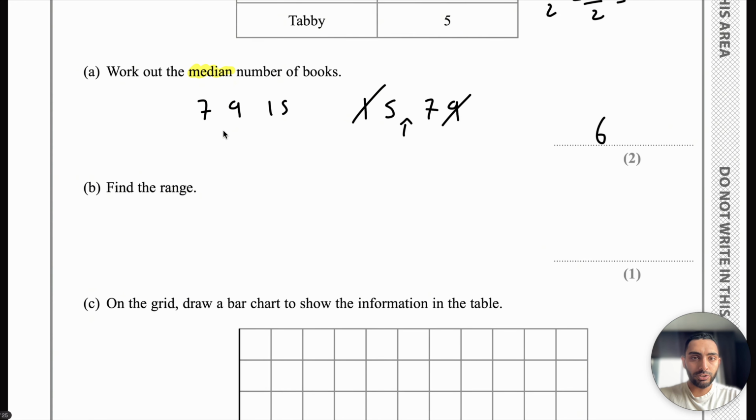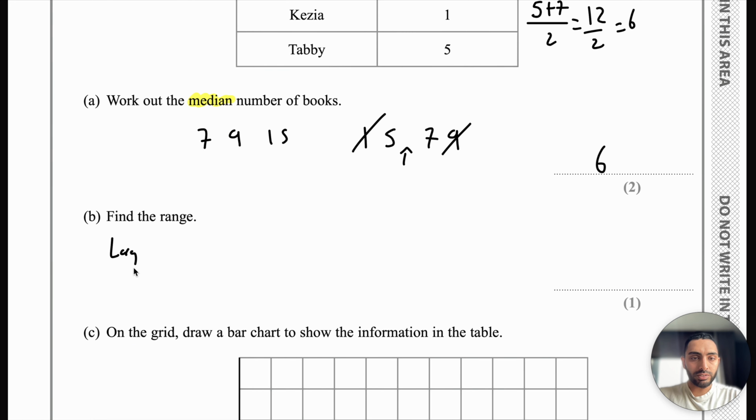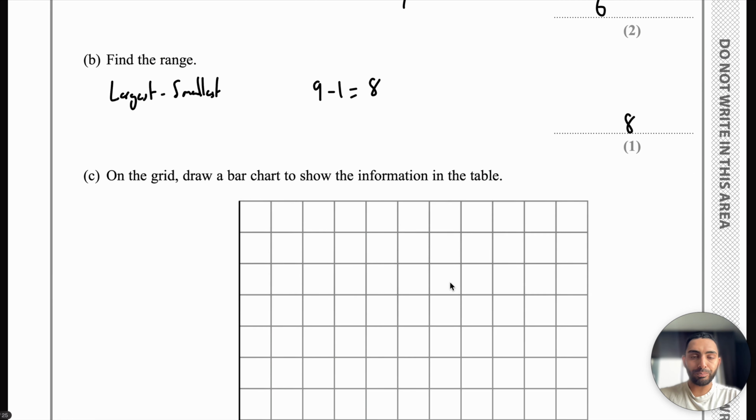Part B, find the range. Range is just the largest, take away the smallest. So what's the largest number here? It's 9. The smallest number is 1, so I'm doing 9, take away 1, which is 8.